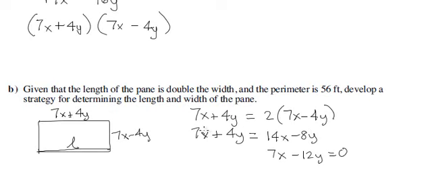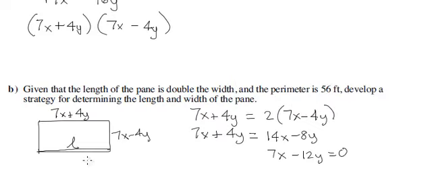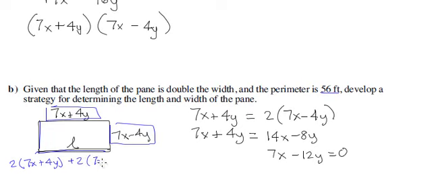And for our other equation, let's change colors here to make this easier to tell apart. If the perimeter is 56, that means this length plus this width plus another length plus another width has to make a total of 56. So 2 times (7x plus 4y), and then 2 of (7x minus 4y) has to equal 56.